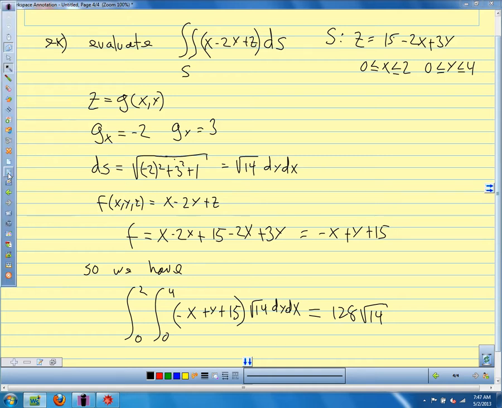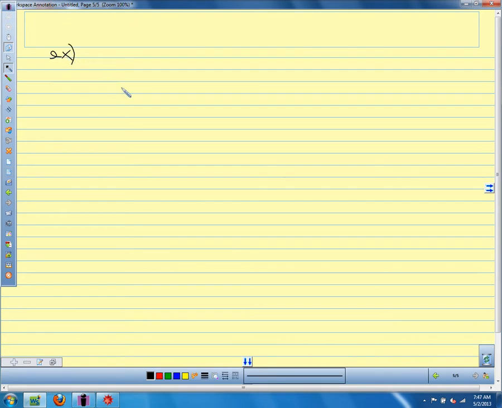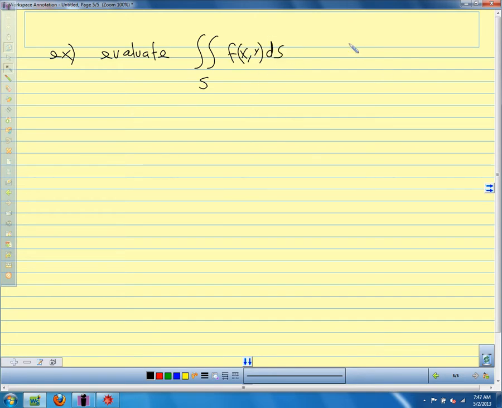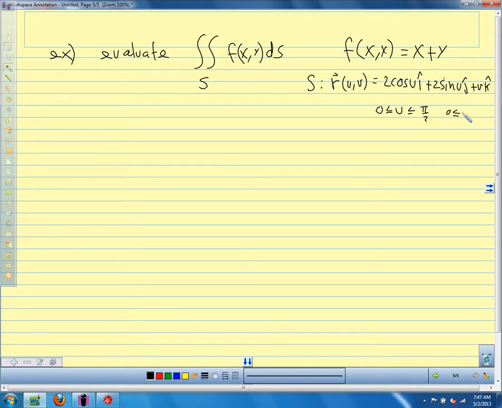All right, let's look at a parametric surface rather than a surface in rectangular coordinates. So we want to evaluate the double integral f of x, y ds. So we're evaluating the surface integral where f of x, y is x plus y, and our surface is a parametric surface, r of u and v, 2 cosine u i hat plus 2 sine u j hat plus v k hat, 0 less than or equal to u less than or equal to pi over 2, and 0 less than or equal to v less than or equal to 2.